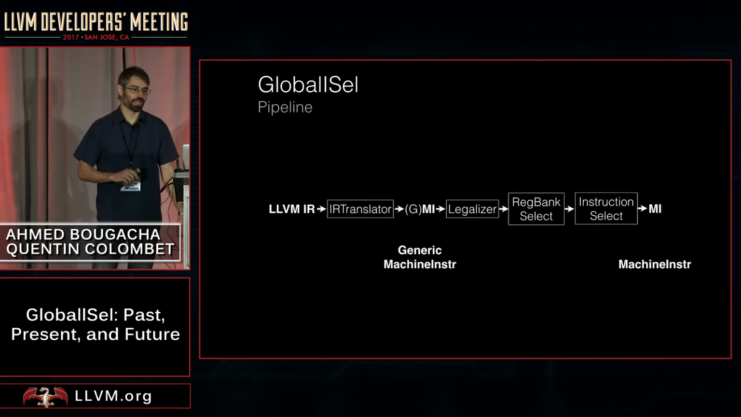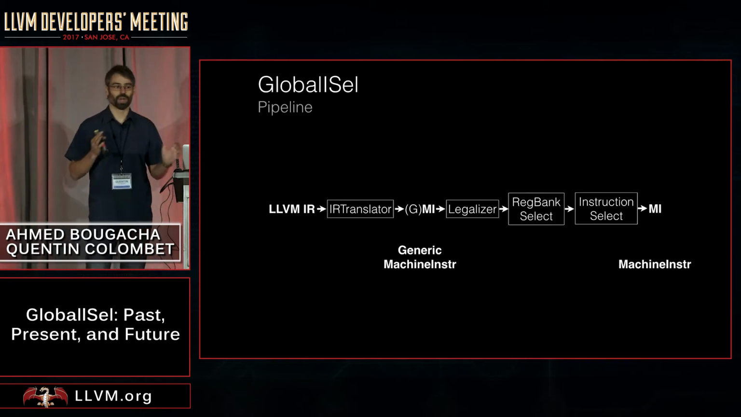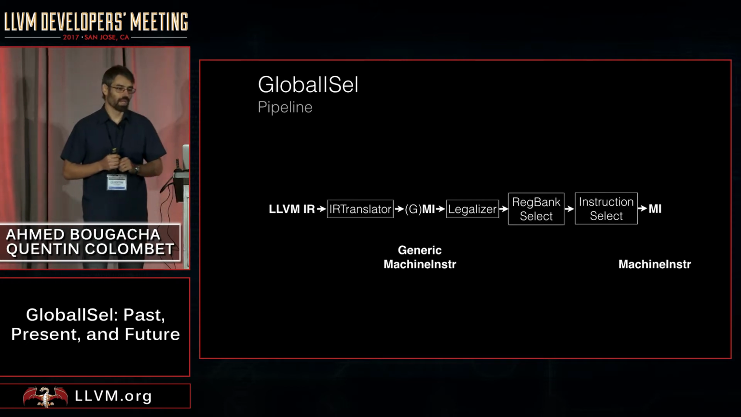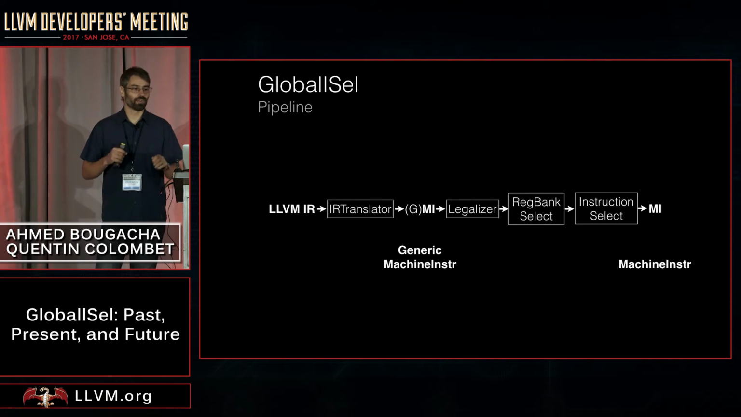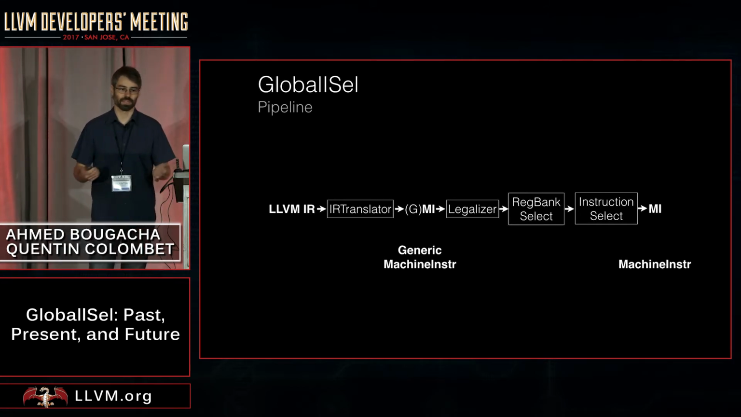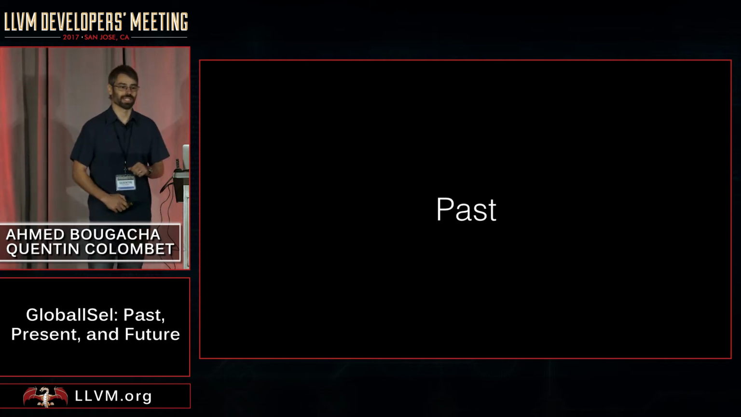So let's look at the GlobalISel overview. GlobalISel is basically a set of machine function passes that work together to lower LLVM IR from the left to machine instructions on the right. In the middle, the different passes use this generic machine instruction representation, which is not a new representation, it's just machine instruction representation with additional opcodes and some types on the virtual registers. And that's about it. So let's now go through what we've been up to for the past year.